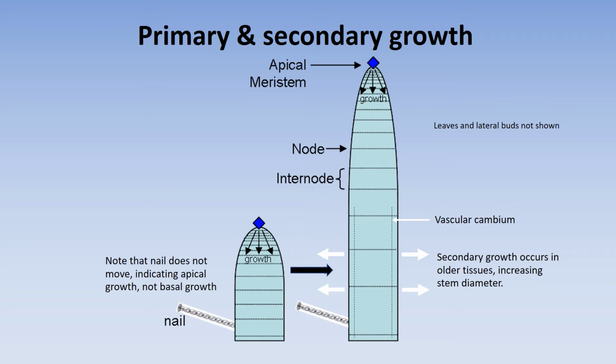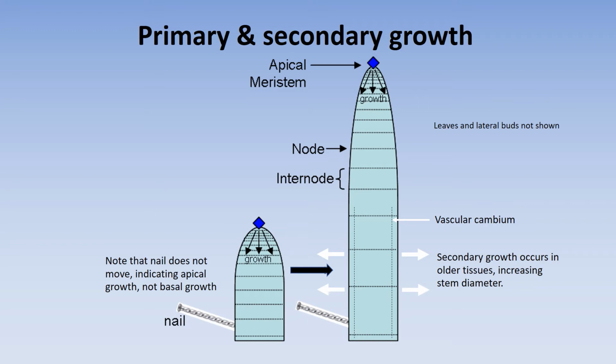Therefore, shoots elongate from their tip, not from their base. That's why the nail driven into the base of the shoot does not rise as the shoot grows. Contrast this form of growth with the growth of a fingernail or a blade of grass, which elongates from its base. After a period of growth, the shoot on the right results. Notice the increase in length and the elongated internodes.